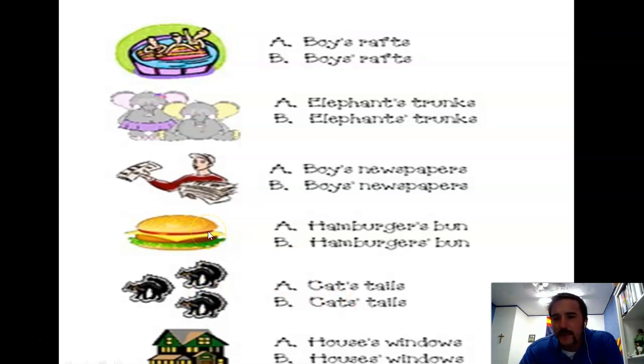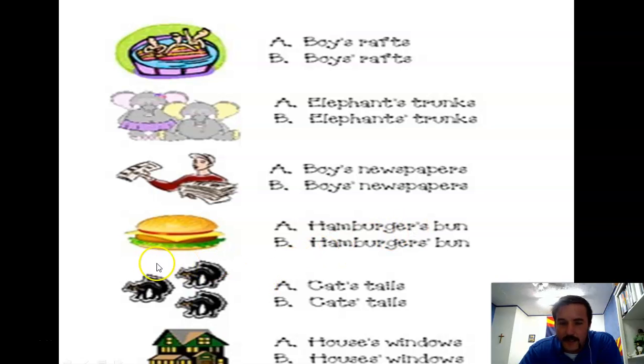If it's the hamburger's bun, and I know it seems weird, the hamburger owns the bun. Well, yes, technically. You can understand it just for the sake of the lesson, but there's only one. Talked about the hamburger, so therefore if it's singular, you always add apostrophe S.